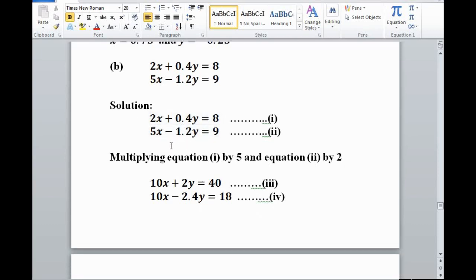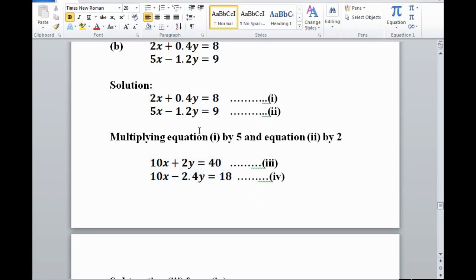Let's multiply equation 1 by 5. So 5 times 2, 10x, plus 0.4 multiplied by 5 equals 2y, and 8 times 5 equals 40. And same as, I'm going to multiply equation 2 by 2. So 5 times 2, 10x, and 1.2 multiplied by 2, we get 2.4y, and 9 times 2, 18. So now we have the same absolute values of the coefficients of variable x in equation 3 and in equation 4.